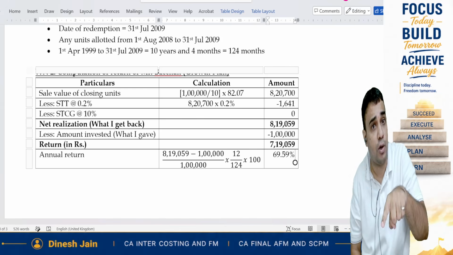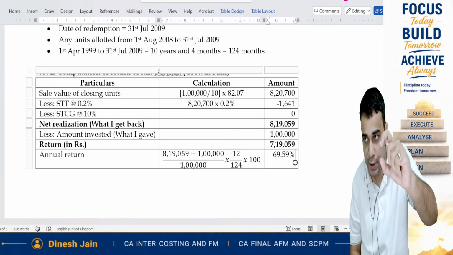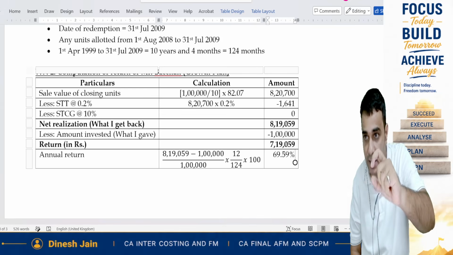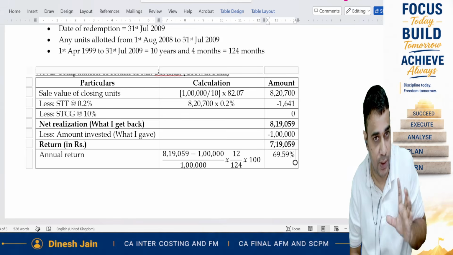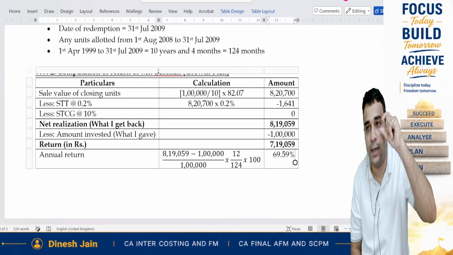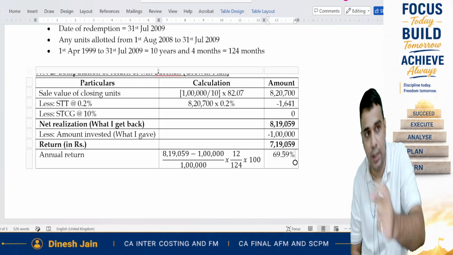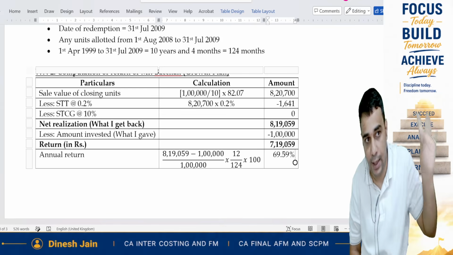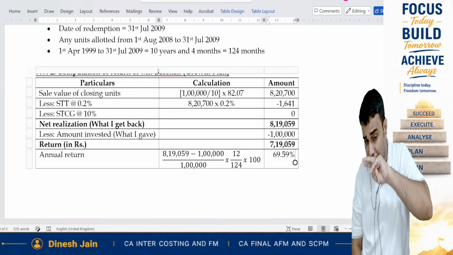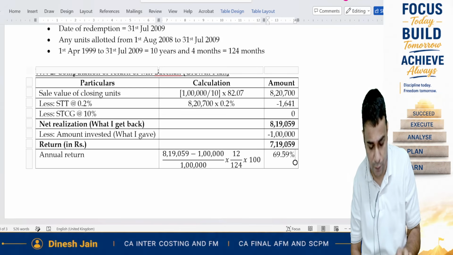To calculate the closing units, we had a format. What does the format say? Date, participate. What is the second column? Opening units, dividend rate, total dividend, reinvestment NAV, extra units allotted, closing units. Bonus plan calculation, we had a format: date, opening units, bonus ratio, units allotted, closing units. STT is not a tax deductible expense, and for bonus units, the cost of acquisition is zero.